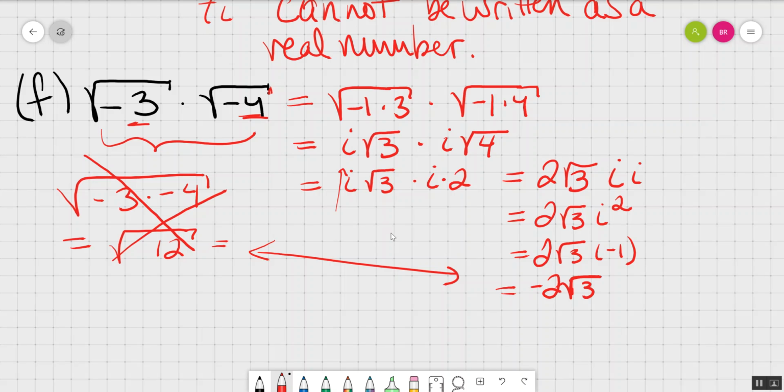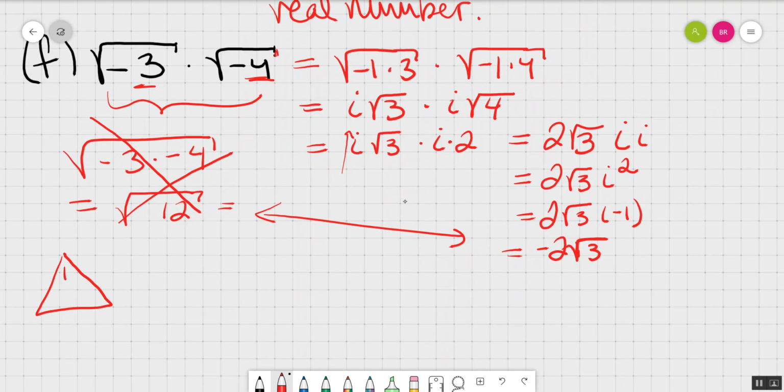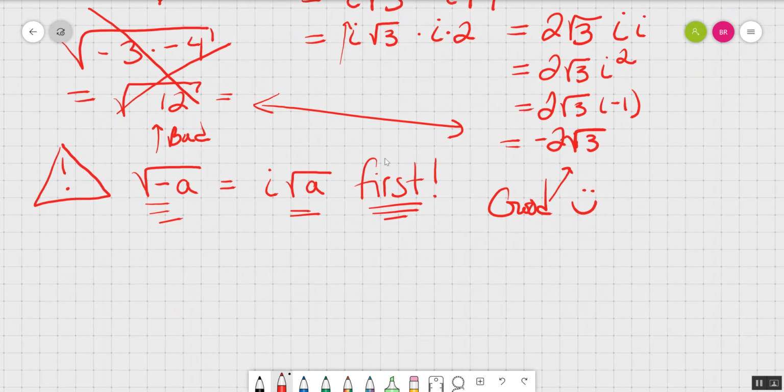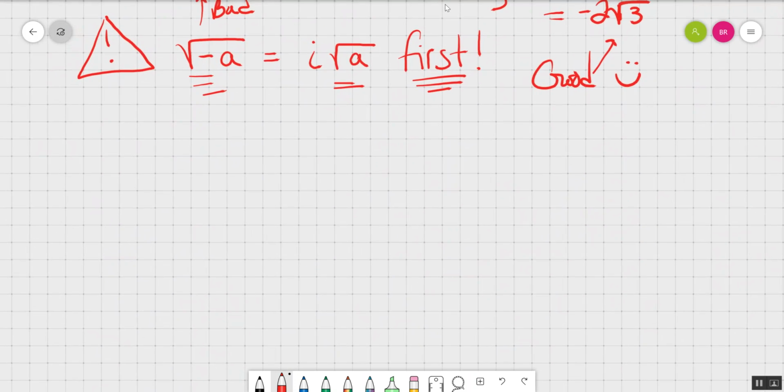So I wrote this all in red on purpose. Warning. Anytime you have square root of a negative number, always rewrite it as i times the square root of that number first. And it'll prevent you from making this mistake, where you would do this bad thing. Bad. Good. I don't know, hopefully that sticks in your brain. Always rewrite it in i notation first. If it's a negative root, make it complex. Every time.